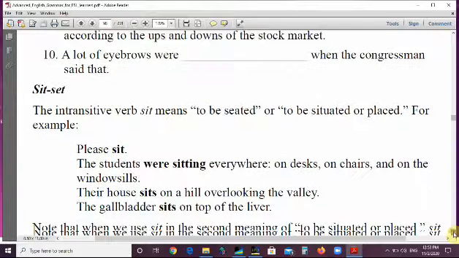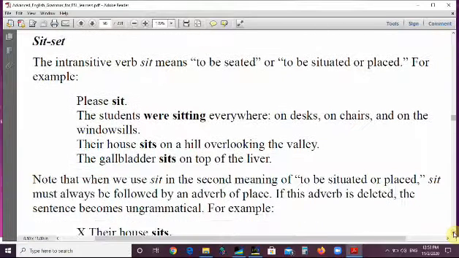The intransitive verb sit: when I say sit down please, this is an intransitive verb. You ask me, sit what? No answer. So it's an intransitive verb as we said. It means to be seated or to be situated or placed. For example, please sit. The students were sitting everywhere, on desks, on chairs, and on the window sills.